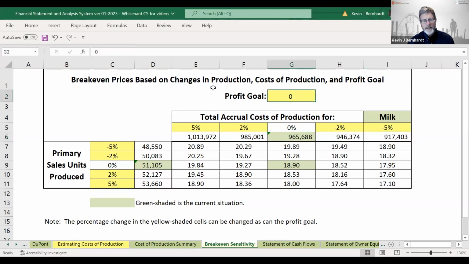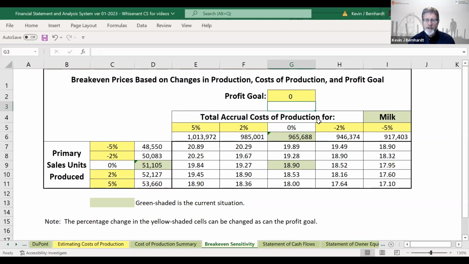If we say, well, wait a minute, I don't want to just break even, I want some profit, so let's put $75,000 of profit in there. If I put $75,000 in our profit goal and hit enter, watch what happens on this green shaded cell here for what price I need in order to get that 75,000, and it jumps to $20.36. So we can play a little bit and see what the impact is. Now I'm going to put this back to 0 for now.